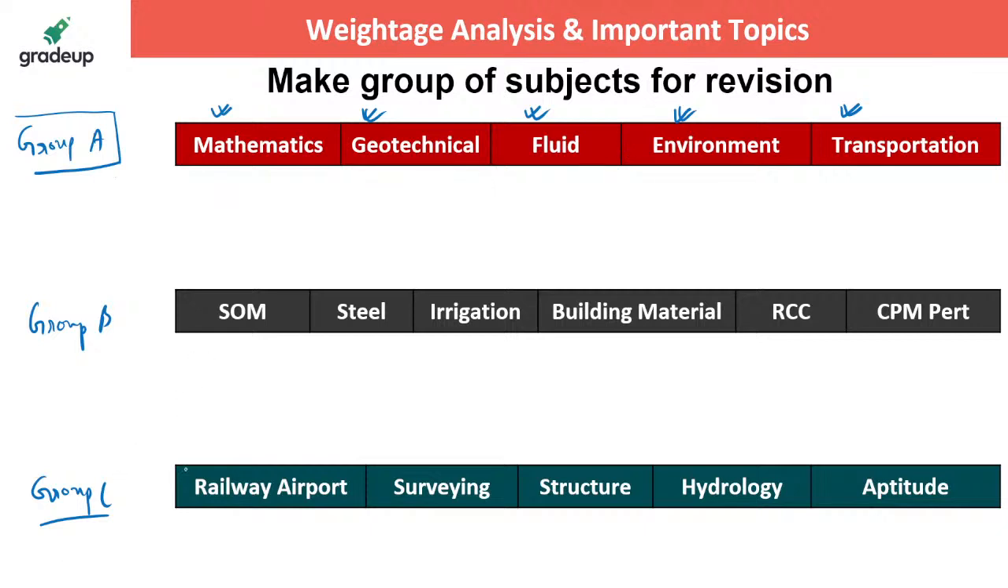Now group C, this one also I say do not leave anything behind, because very small marks are going to come from here, maybe, but the content is too less. The volume of the content is very small compared to others. Are you getting my point? Do not leave it, because railway has only one chapter, surveying has few chapters, but it is quite easy to do for the GATE examination.